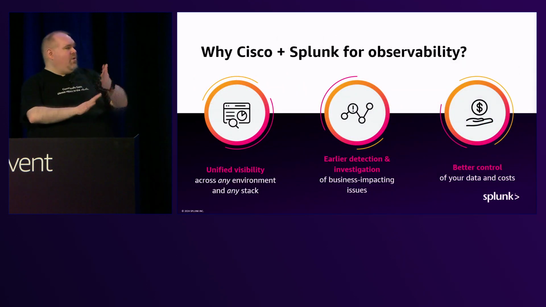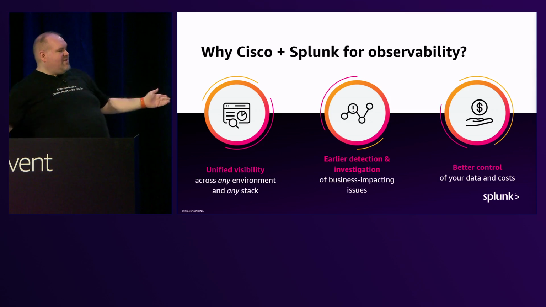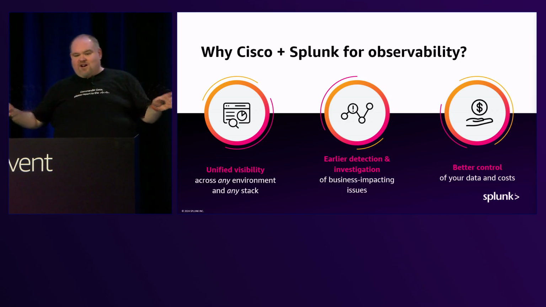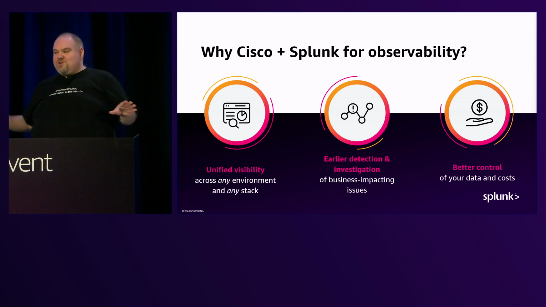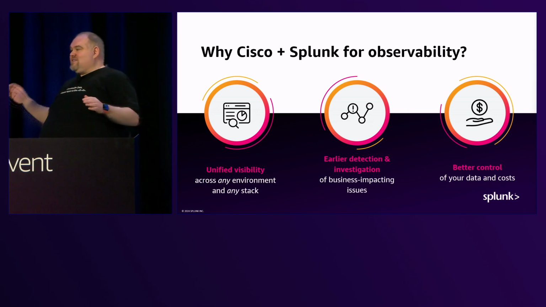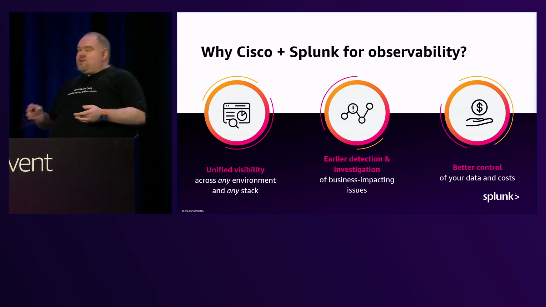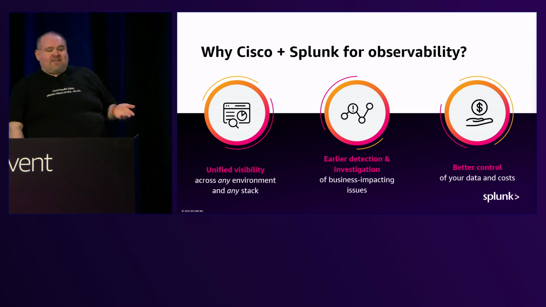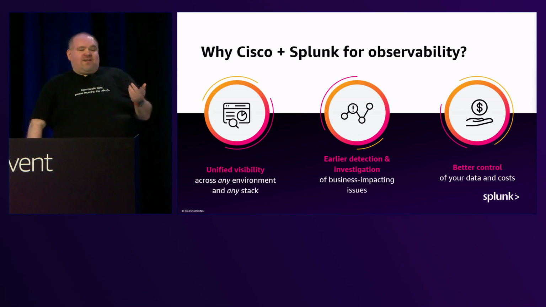So to wrap it up, why Cisco and Splunk for observability? There are three reasons. The first one is unified visibility across all your environments, all your stacks, all the places where your stuff runs, including your customers' browsers, their phones, all those places. The second is earlier detection and investigation of business impacting issues. You need to know when stuff is broken before your customers know. And if you can't know before your customers, at least as quickly as possible after they know, you need to know so that you can fix those problems and get your business back on track.